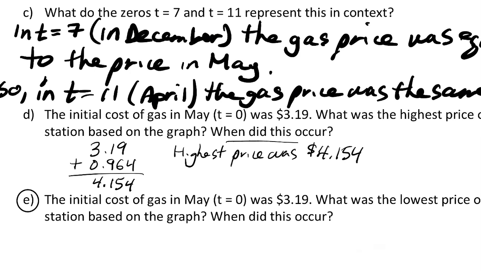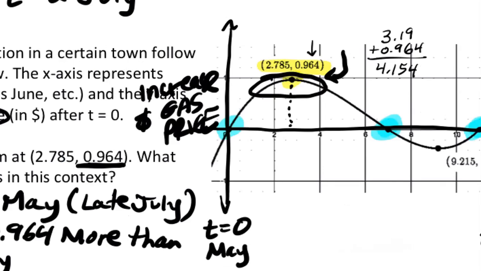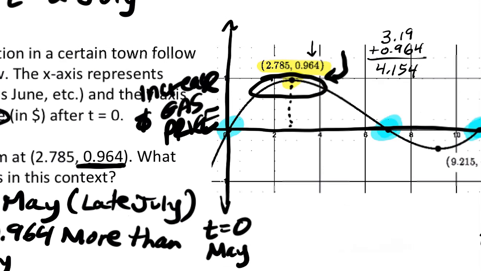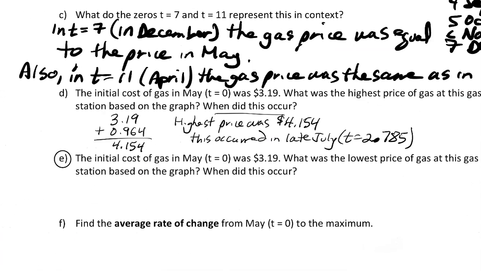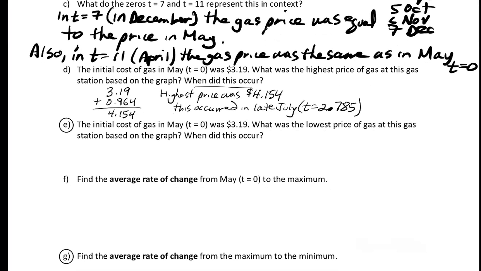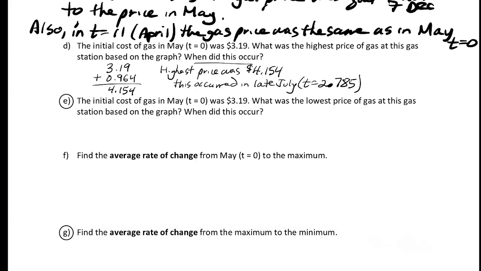When did this occur? This occurred in late July. And that would be the x-intercept at the time. The x-intercept would be 2.785. There we go. So that was D. And then question E will be for you, as a try this. Question F will be our last one in this video, and then you have G as a try this.